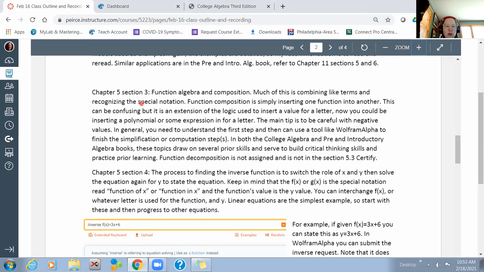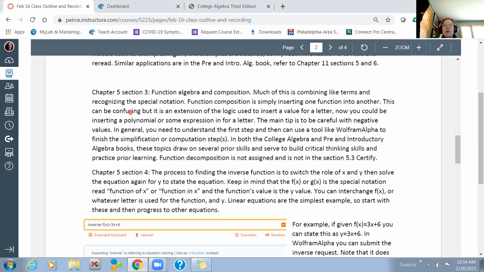So in chapter 5, section 3 of our college algebra book, function algebra and composition of functions is discussed here. Much of this is just combining like terms. The main idea is recognizing that special notation, which was already introduced. So function composition is simply inserting one function into another. So it is an extension of that evaluating given a value. So now the value could be another polynomial that you're sticking in. So it can be a little confusing if, for example, you have two functions and they're both in x and you're plugging an x into another x. It can seem a little confusing at first.